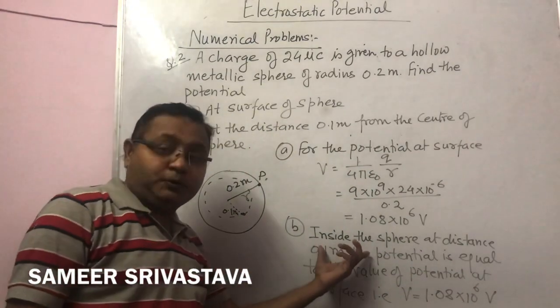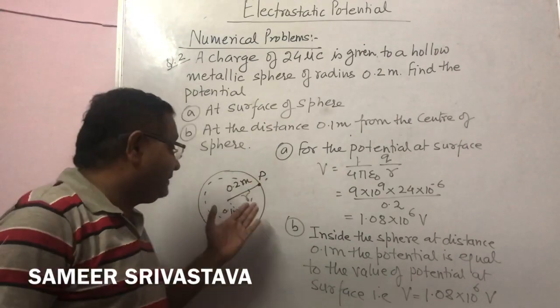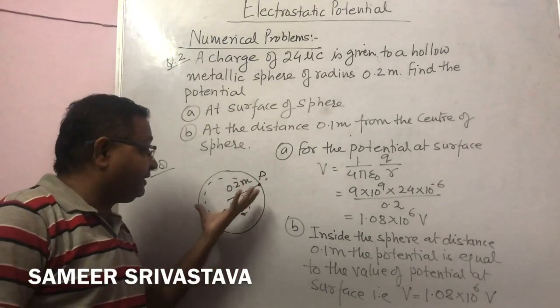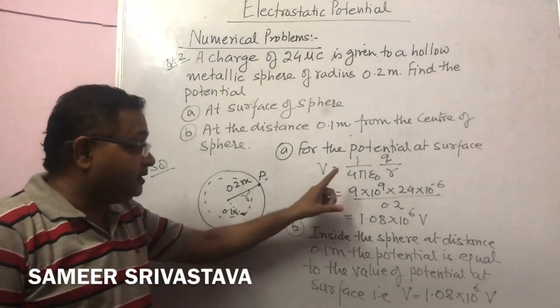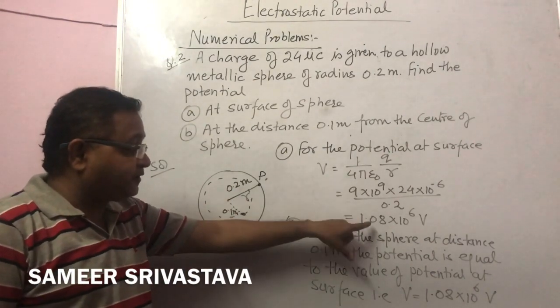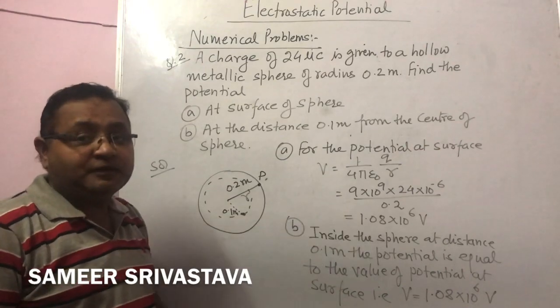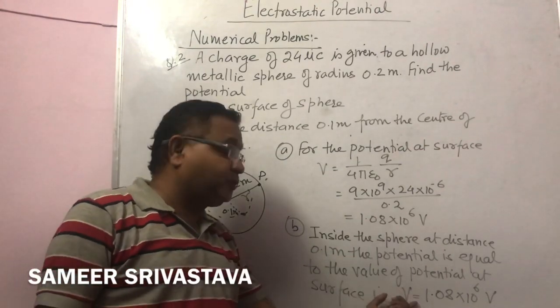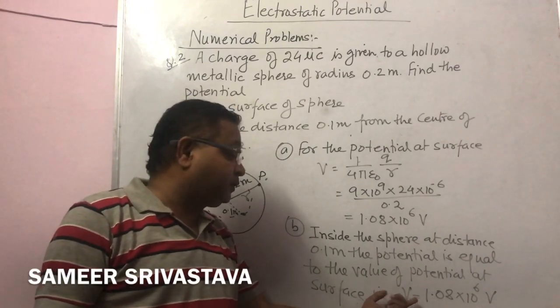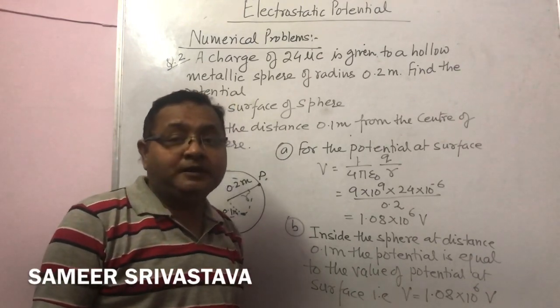We know that for the spherical shell, at the surface of the sphere and inside the sphere, the potential value is same and the formula is same. So if we get at the surface of a sphere the value of potential 1.08 into 10 to the power 6 volt, inside the sphere the value must be same. That will be equal to 1.08 into 10 to the power 6 volt.